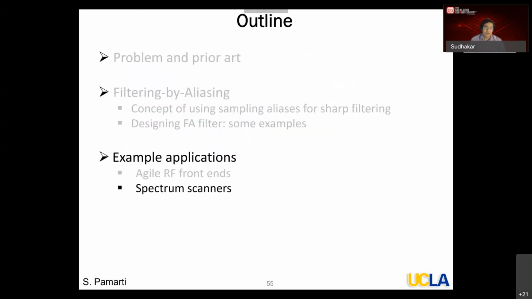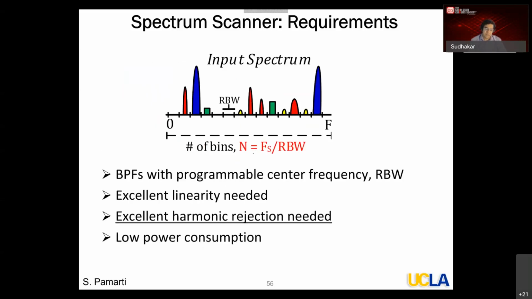So let me briefly talk about another application, because I don't want you to think that this is only applicable at the front end. We also want to show other applications where very sharp filtering is useful. I'm going to spend just a couple of minutes on this, but the slides are more detailed, and I'll make them available to you. Now, in spectrum scanners, the structural similarity with the RF front end is there, but there's a little bit of a difference.